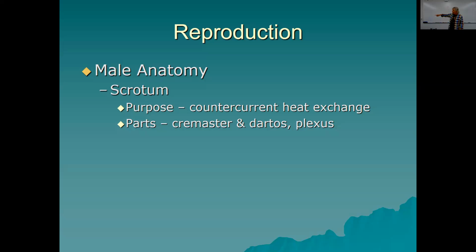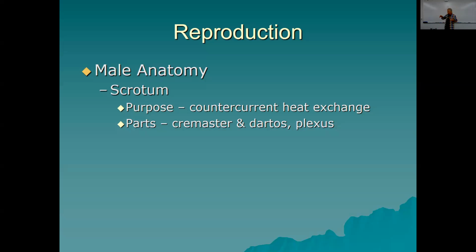There's a counter-current heat exchange: hot blood coming into the scrotum passes by cool blood coming out of the scrotum, and the heat leaves from the arteries coming in. Heat goes to the veins that are leaving, and it keeps those testes a little cooler.